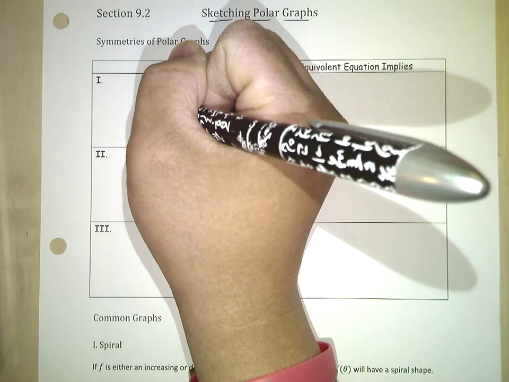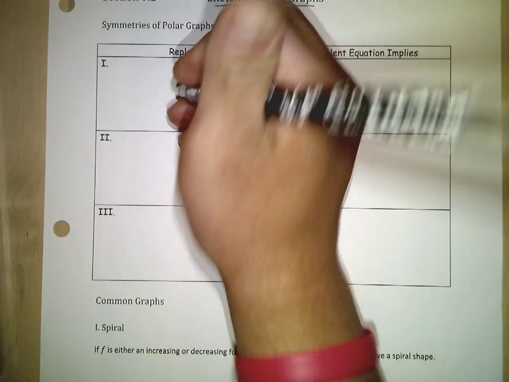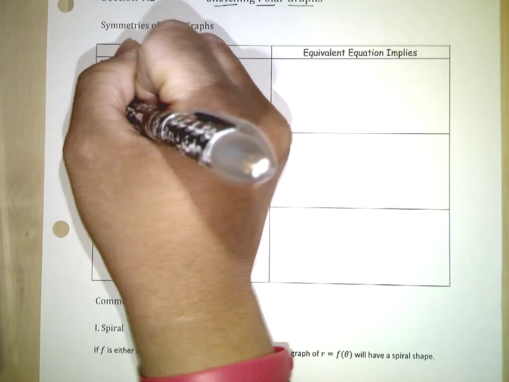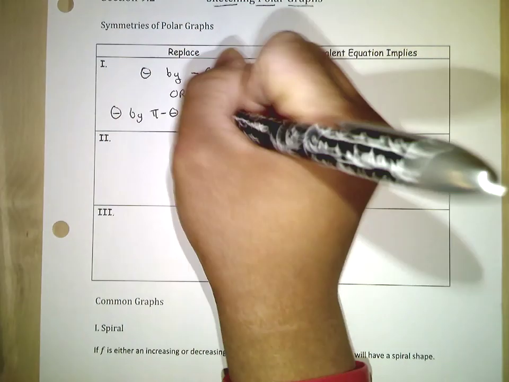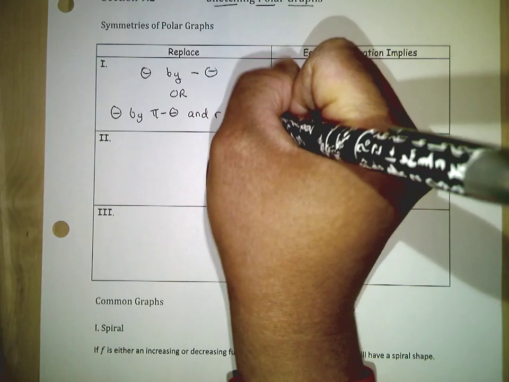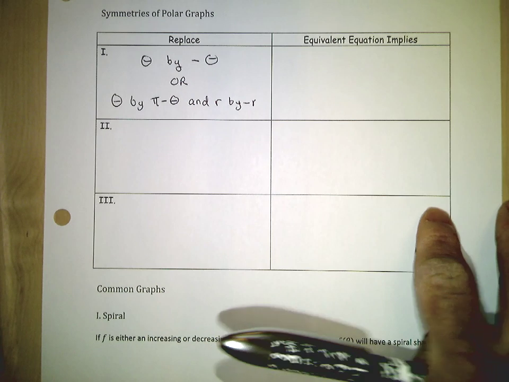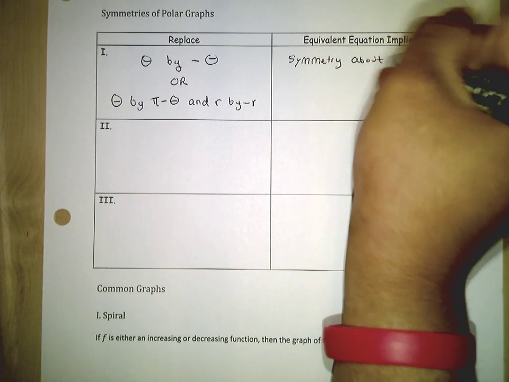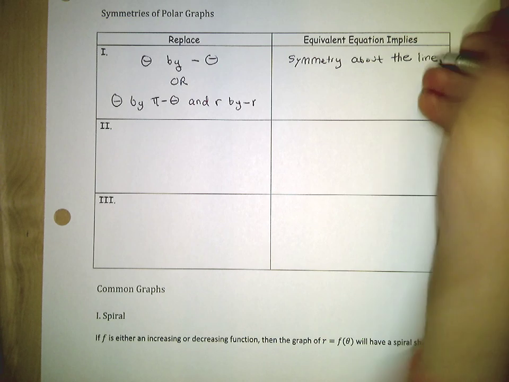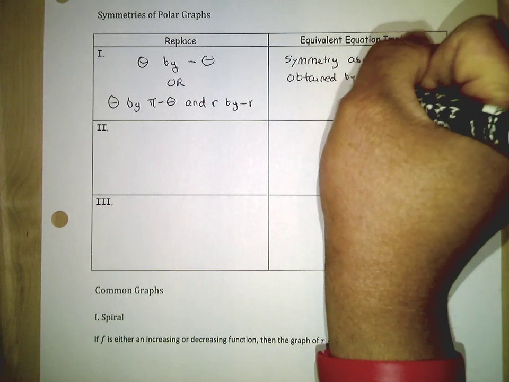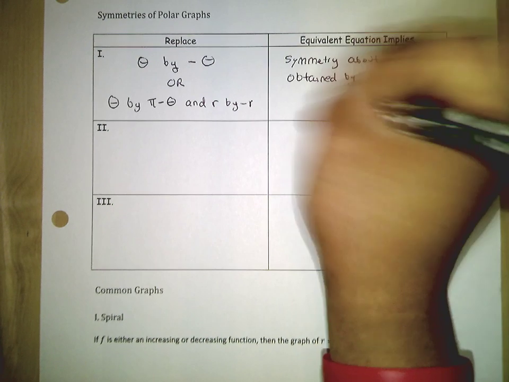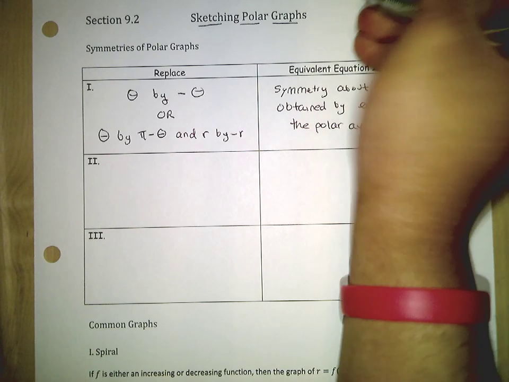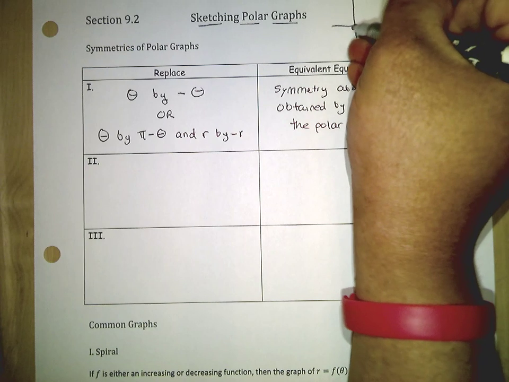For the first one here, if we replace theta by the opposite of theta, or theta by pi minus theta, and r by the opposite of r, then we get an equivalent equation that implies symmetry about the line obtained by extending the polar axis.